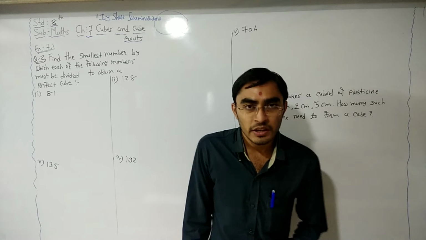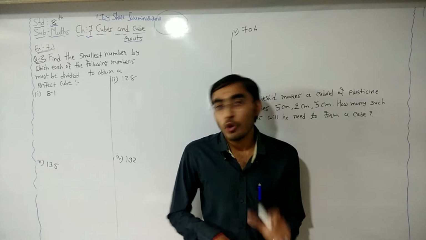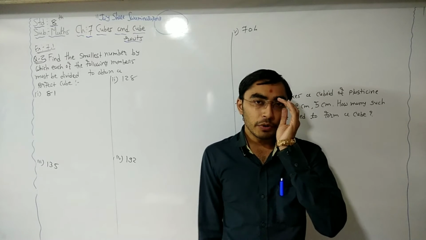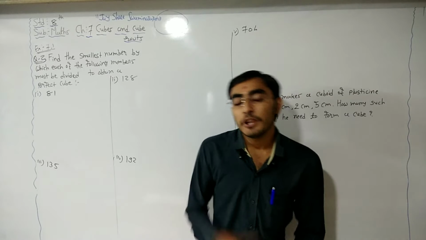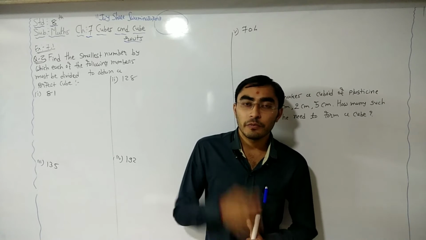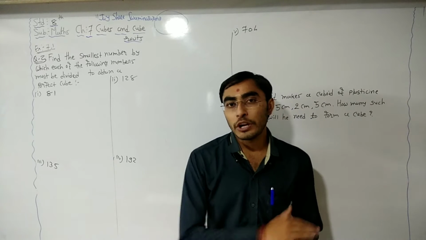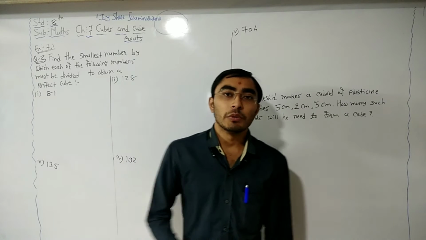This type of question we already solved in exercise 6.3, chapter number 6, for perfect square numbers. Same thing we need to apply here. We need to use the prime factorization method. In that we need to check which pair is not complete, and we need to remove that pair, so the given number becomes a perfect cube number.